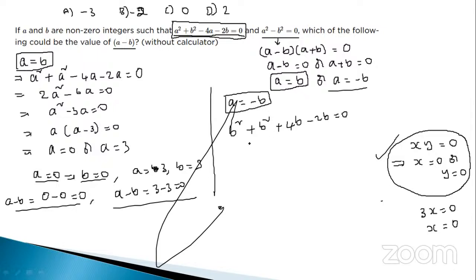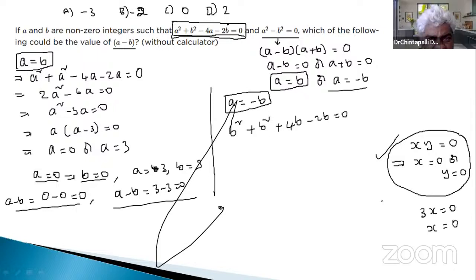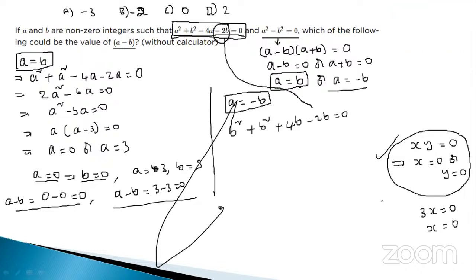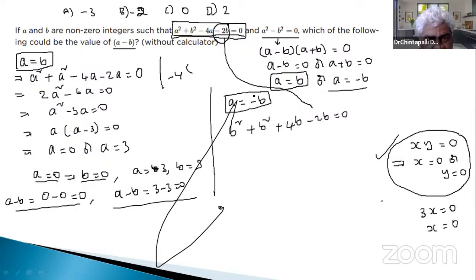Sir, plus 2B? No, we are not changing this last term. Minus 2B is written as it is. Minus 4A, minus 4 into, in the place of A, we are writing minus B. Yes, sir. I got it.